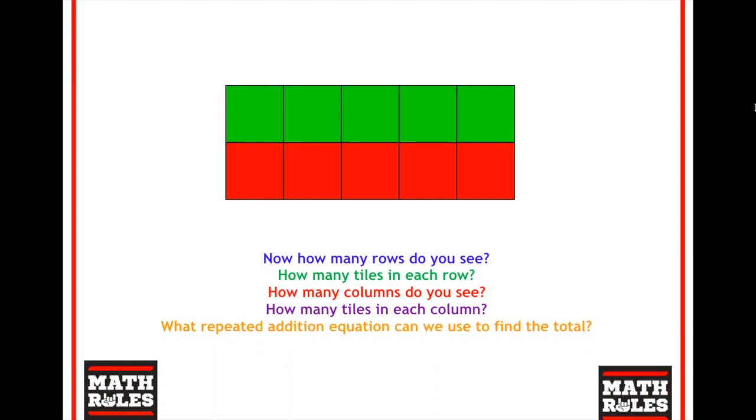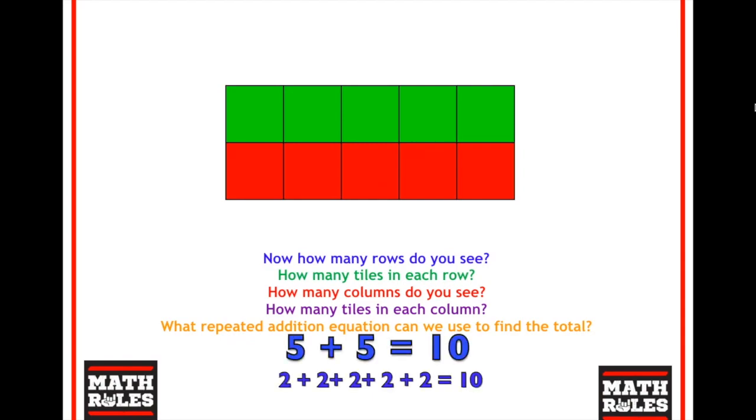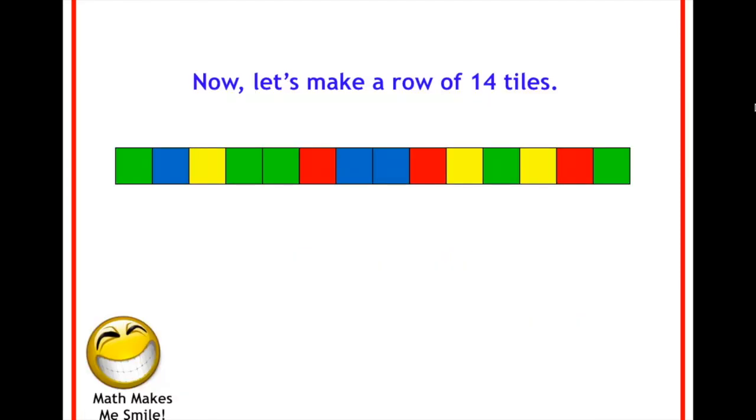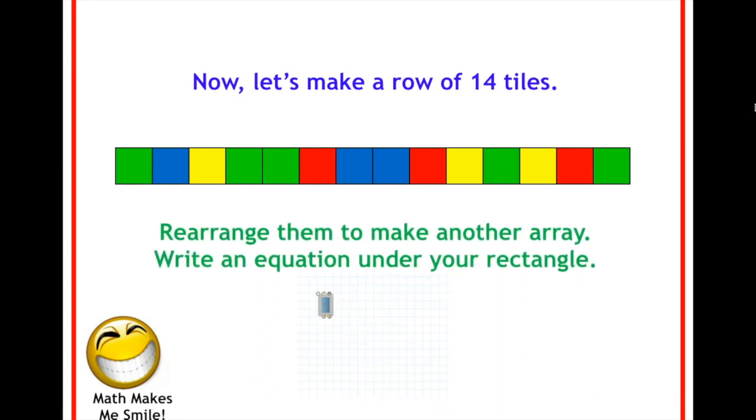What repeated addition equation can we use to find the total? We can use 5 plus 5, which makes 10, or 2 plus 2 plus 2 plus 2 plus 2, which also makes 10. Now let's make a row of 14 tiles. Then rearrange them to make another array and write an equation under your rectangle.